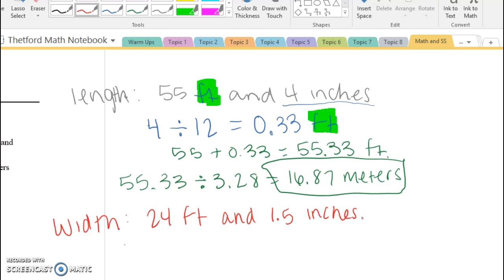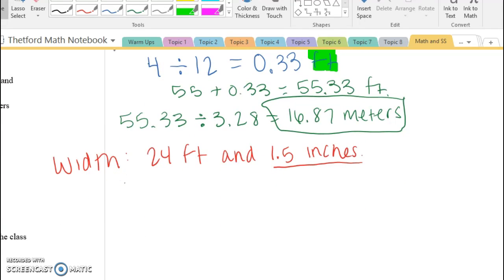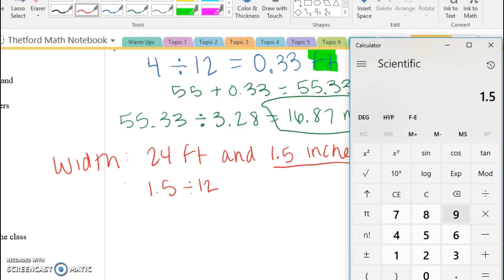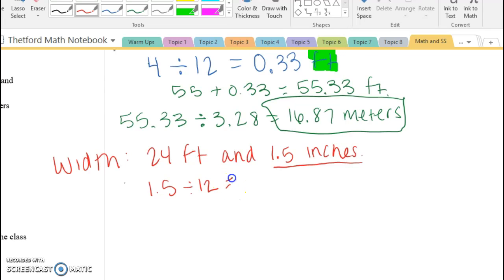So just like we did above, we need to turn these inches into feet so that way we can add them together. And so we're going to do 1.5 divided by our 12 inches that are in a foot. So 1.5 divided by 12, and that's going to give us 0.125.